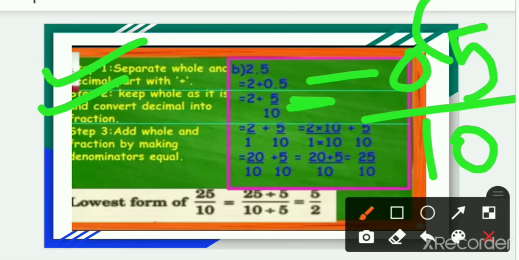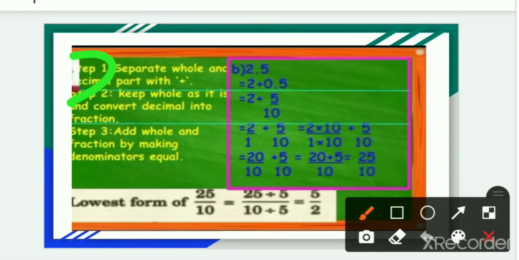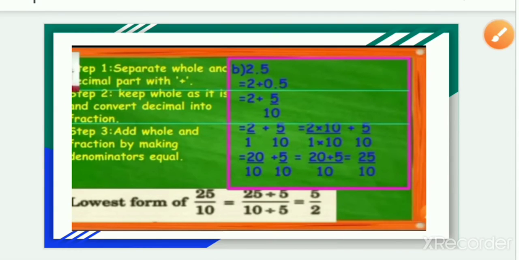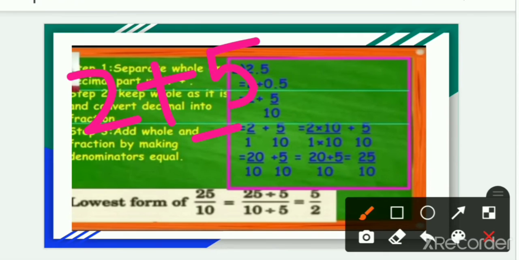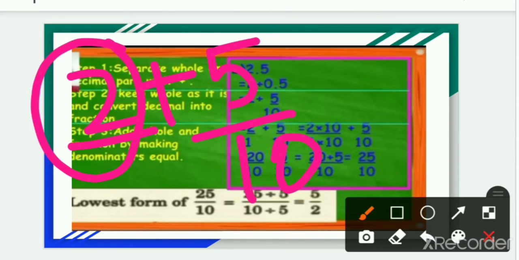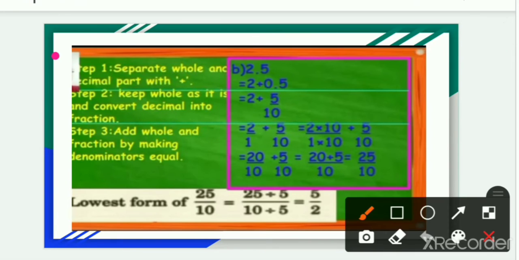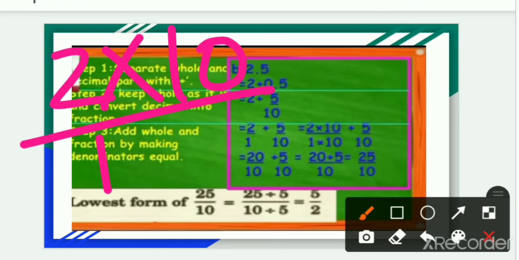Okay. Now the third step we have is add whole and fraction by making denominators equal. Now what we have to do is make the denominators equal. We have 2 plus 5 by 10, and here we do not have 10. So we will multiply this side by 10. It will become 2 multiplied by 10, and nothing is here, it means 1 is here, 1 multiplied by 10, again plus, and next will be 5 by 10.